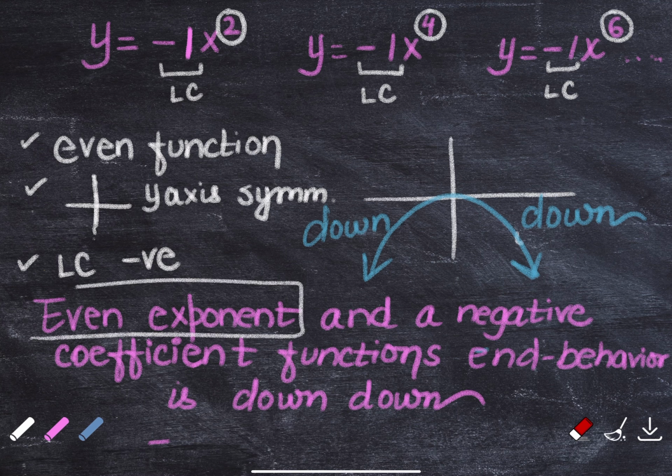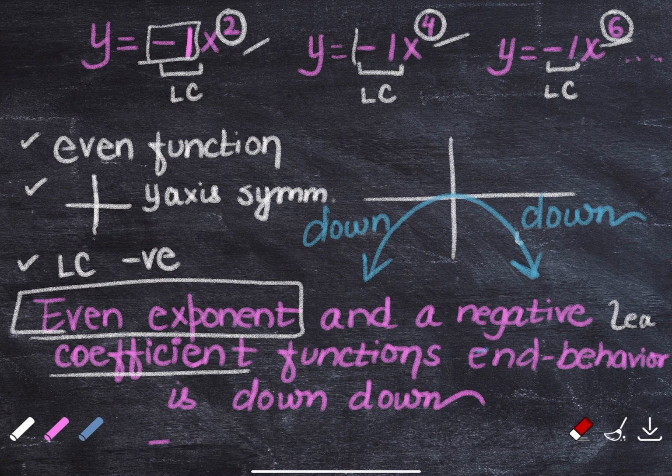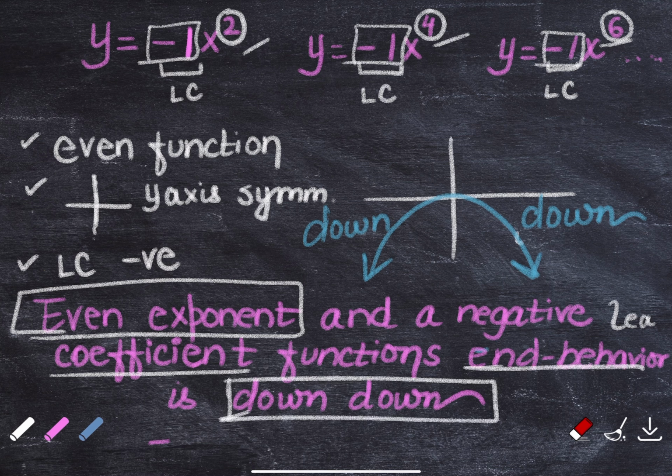The exponent is even, or the degree is even, as you can see, these are even degrees here, and a negative leading coefficient. The negative leading coefficients here are -1, -1, and -1. For these functions, the end behavior will always be down and down. So that is something to remember.